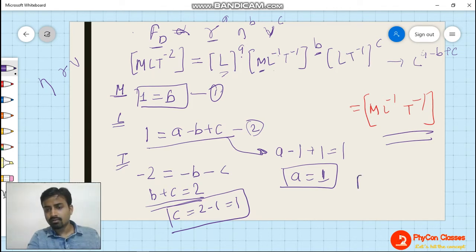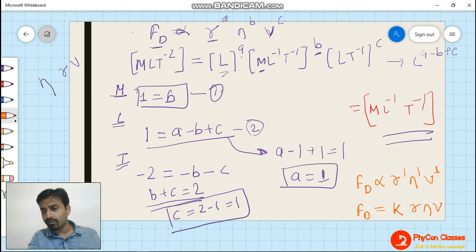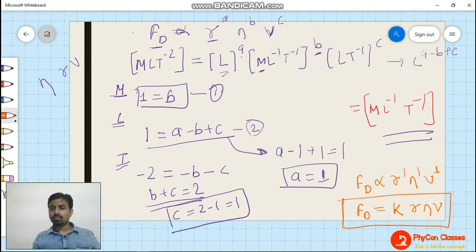FD is proportional to R to the power of 1, theta to the power of 1, and velocity to the power of 1. That means FD is equal to some constant K, R, theta, V. Understand? So this is going to be our equation.